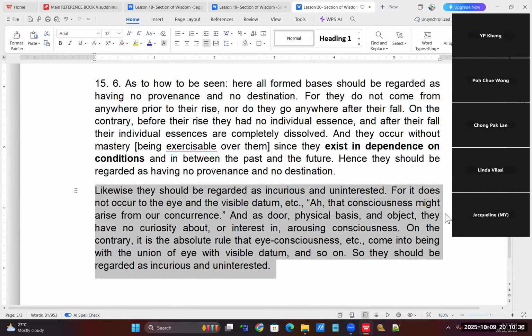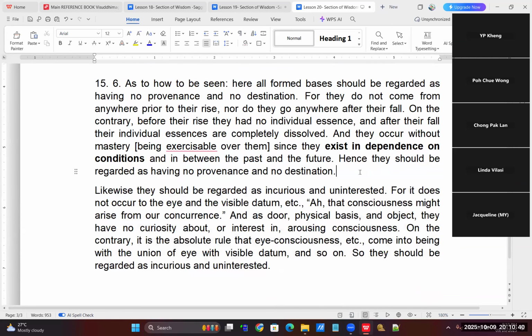Likewise, they should be regarded as incurious and uninterested, for it does not occur to the eye and the visible datum, etc., that consciousness might arise from our concurrence. And as physical basis and object, they have no curiosity about or interest in arousing consciousness. On the contrary, it is the absolute rule that eye consciousness, etc., comes into being with the union of eye with visible datum, and so on. So they should be regarded as incurious and uninterested. Okay, thank you. All right.